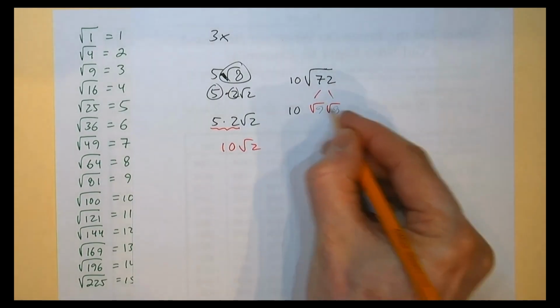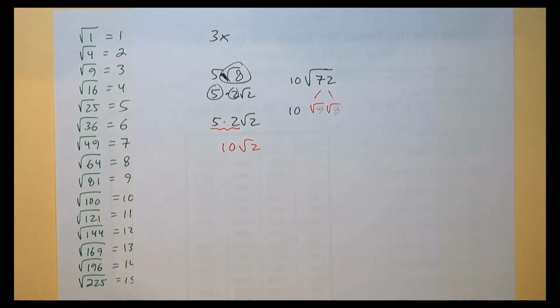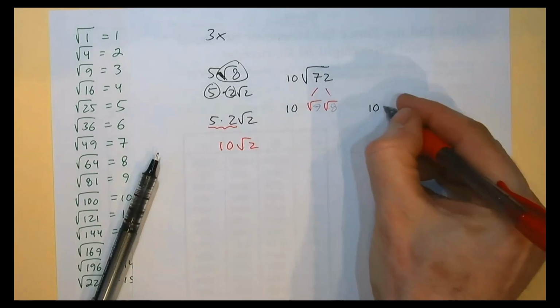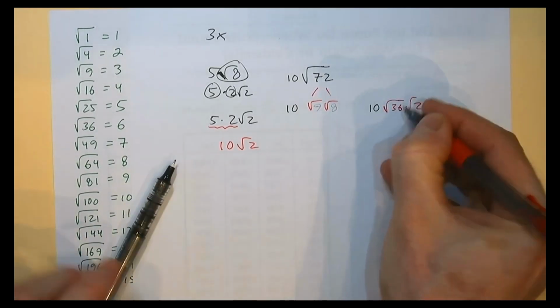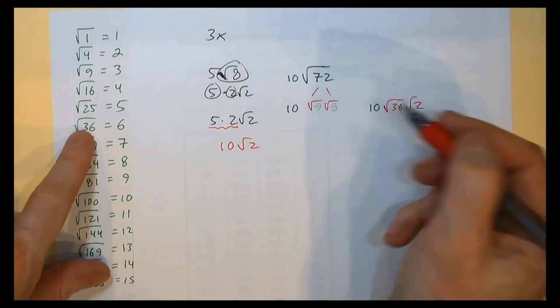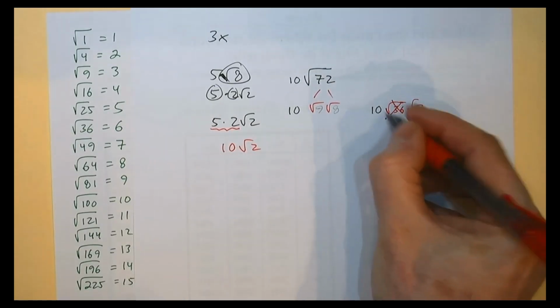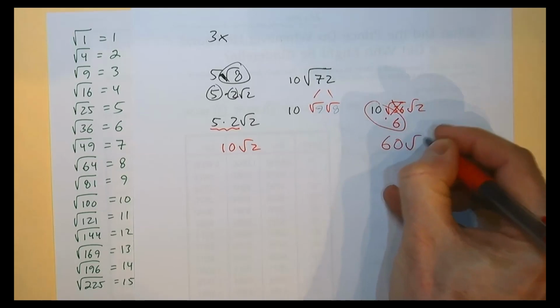Did anybody go 9 times 8? Yeah. I did like this. I did 10, 36, and 2. 36 times 2 is 72. The square root of 36 is 6. So I have 10 times 6. 10 times 6 is 60 times the square root of 2.